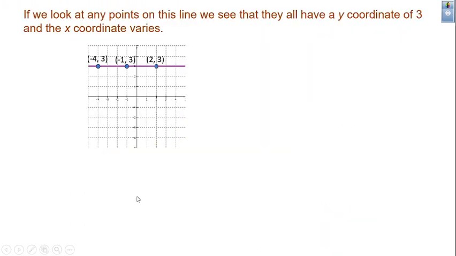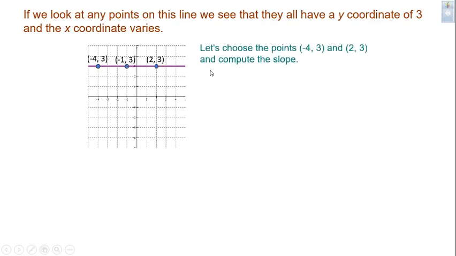All right, here's another example. This line is a horizontal line, which means the y value does not change. That means there is zero change in rise even as we go along the x-axis. That means the slope will be 0 over a number. Let's say I choose this point, -4, 3, and this point, 2, 3. The change in y would be 3 minus 3, which is 0, and the change in x would be 2 minus -4, which is 6.